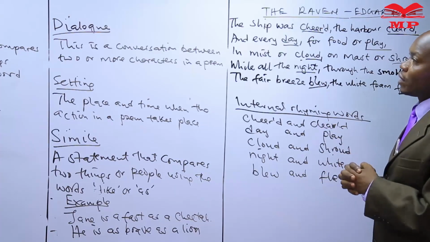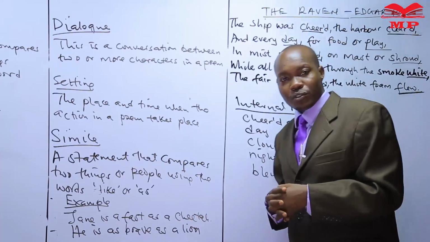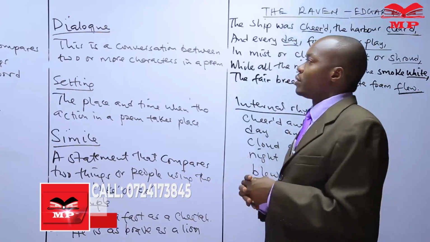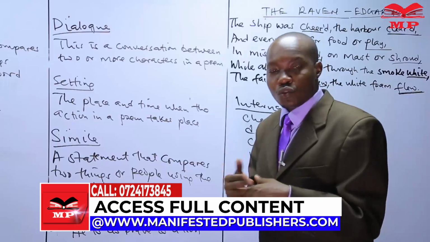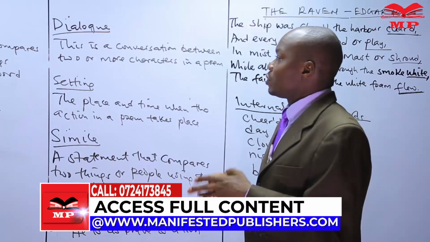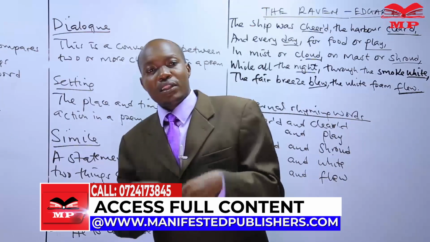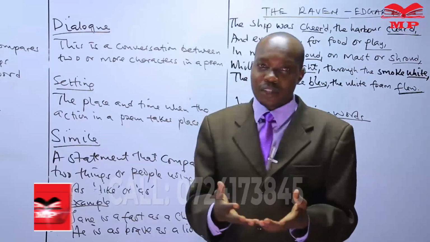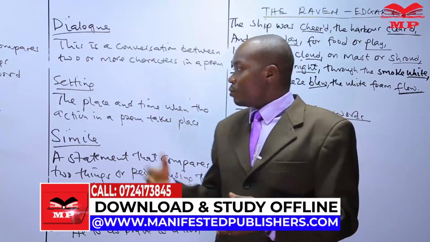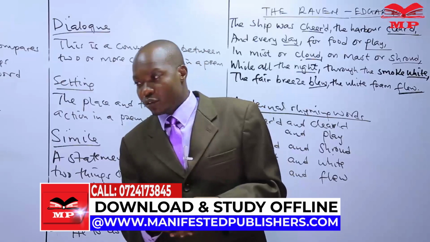We have gone ahead and talked about some other styles used in poetry, like dialogue, and we said these are conversations between two people. We have talked about setting, which means the place and time when an action in a poem takes place. We have also talked about similes and metaphors.